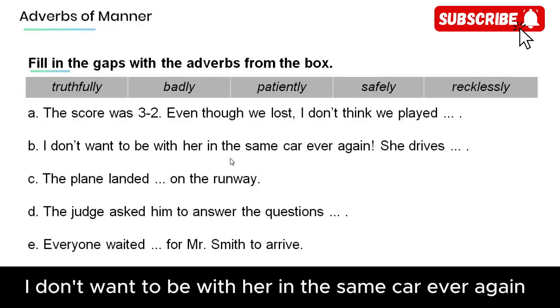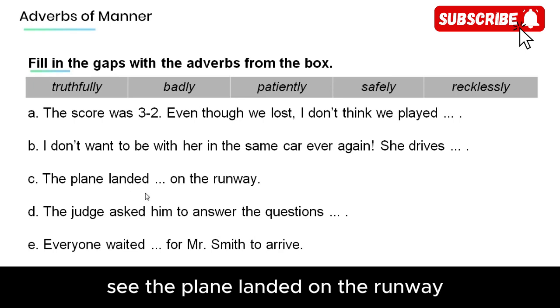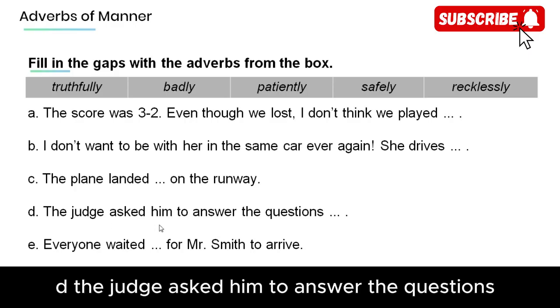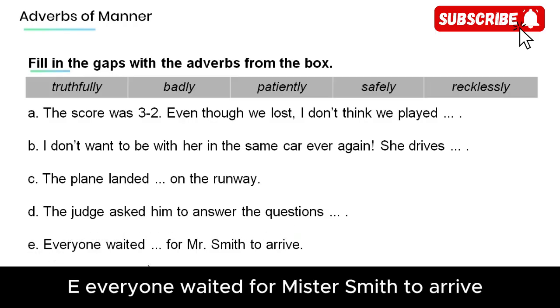B. I don't want to be with her in the same car ever again. She drives. C. The plane landed on the runway. D. The judge asked him to answer the questions. E. Everyone waited for Mr. Smith to arrive.